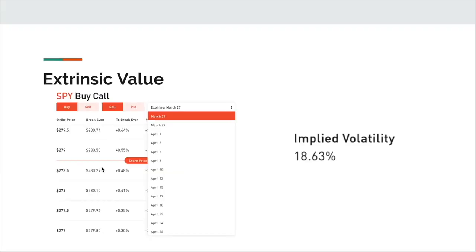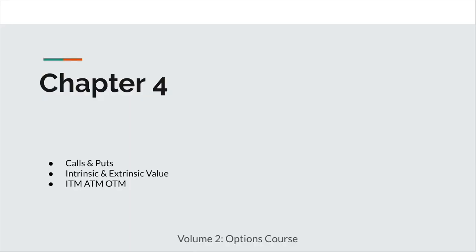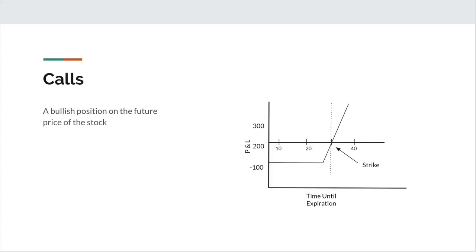So that brings us to the end of chapter 4. Again, let's recap. In chapter 4, we talked about calls versus puts. Calls being a bullish position on the future price of the stock. So the strike price is going to be higher than the current trading price. Puts are the opposite. So you are betting against the stock here. You're betting that the stock will be less valuable in the future. So your strike price is going to be lower.